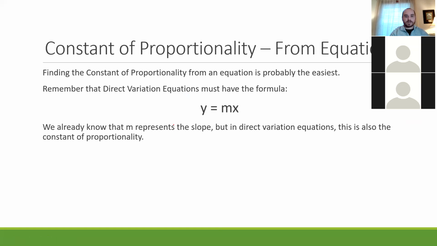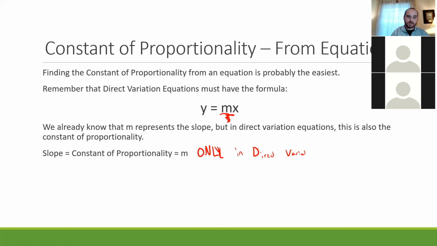The m represents the slope. And in direct variation equations, this is also the constant of proportionality. So you just take whatever number is in front of the x. One thing I do want to remind all of you about though: the slope is equal to the constant of proportionality, which is equal to m. This is only in direct variation. This is not true in other linear equations. You're going to learn more about those next year. But I just want to make sure you remember it has to be direct variation to have a constant of proportionality, so it has to be written in this form.